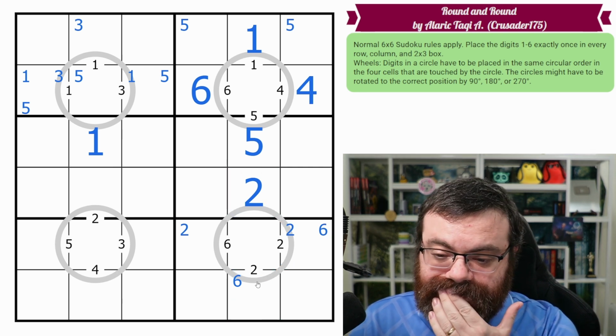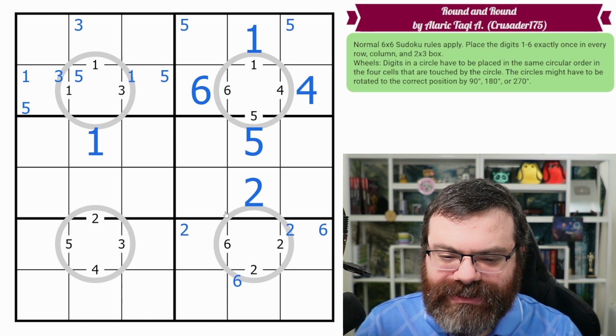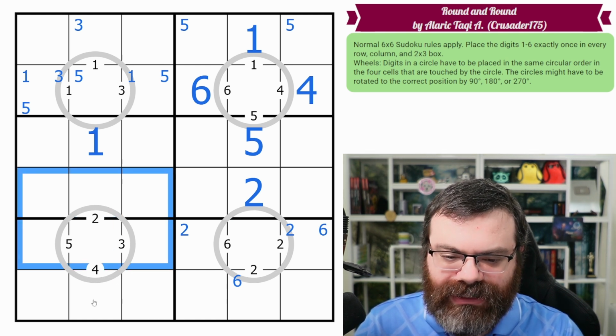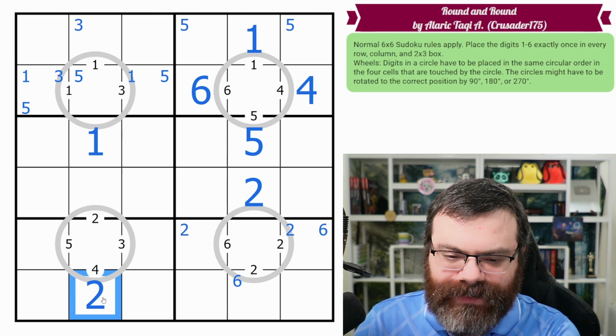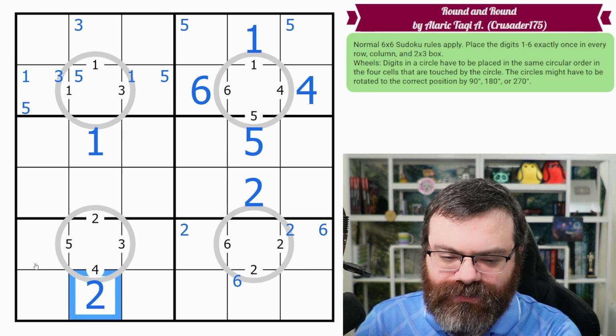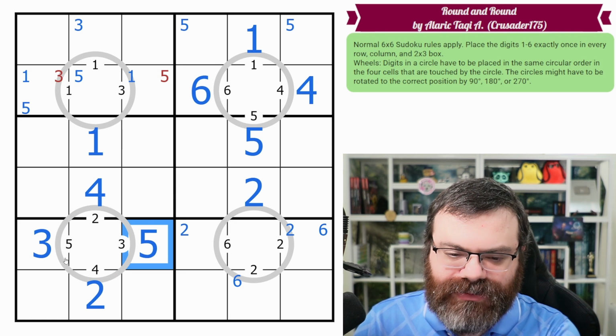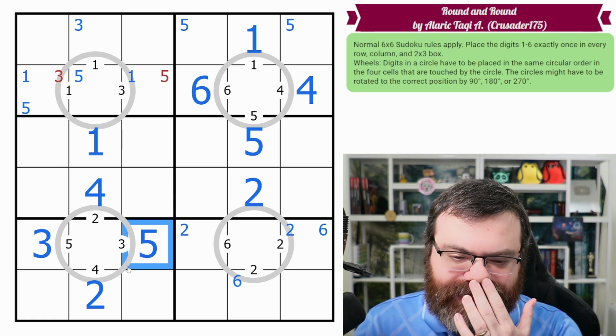Okay. And so that means that the 2s are used up like this. So this wheel has to rotate 180. So the 2 ends up here, and then that rotates the 3 over to here, the 4 to here, and the 5 to here, because we're going to be doing a 180 turn for each of these digits.